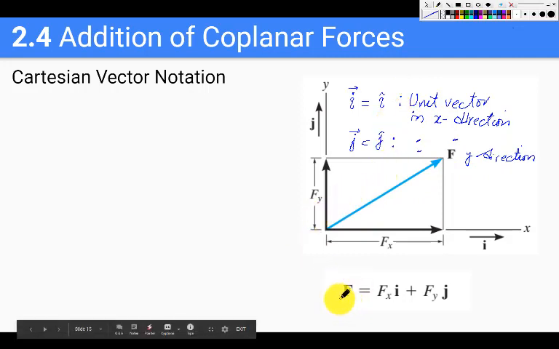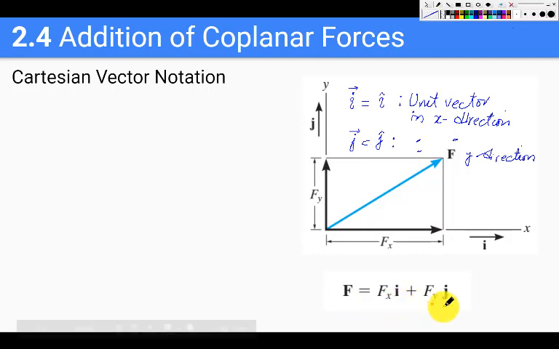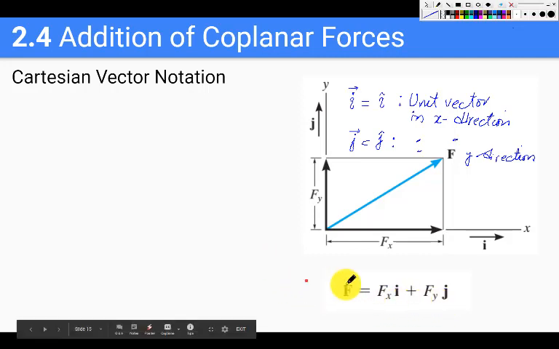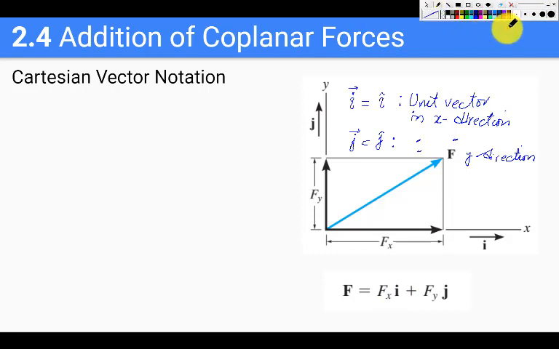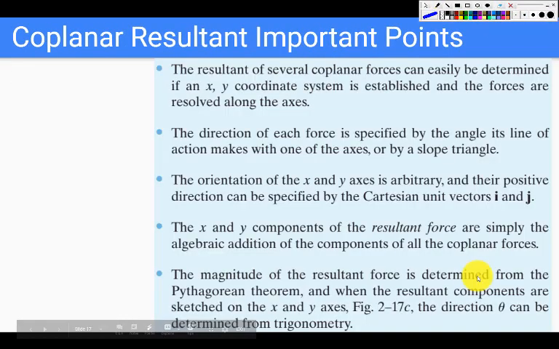So we can write this vector f as fx times i hat plus fy times j hat. This is what we call the Cartesian vector notation, and we can use it to add vectors. Now that we have understood all the concepts related to coplanar forces, how to resolve them and how to find the resultant of a force, we look at some examples.